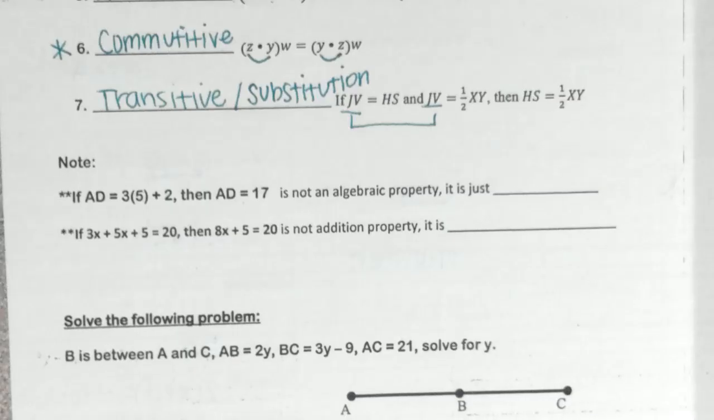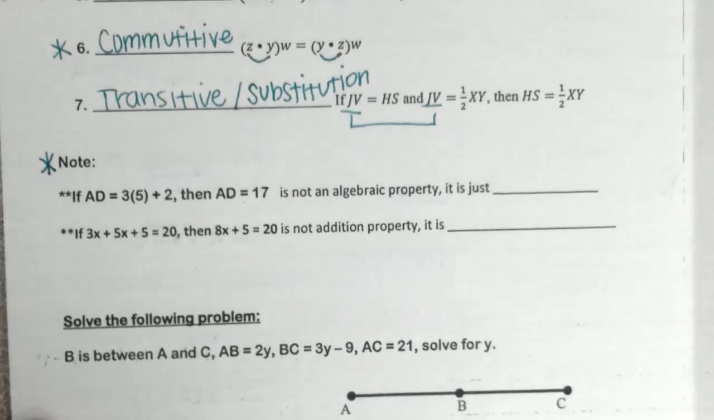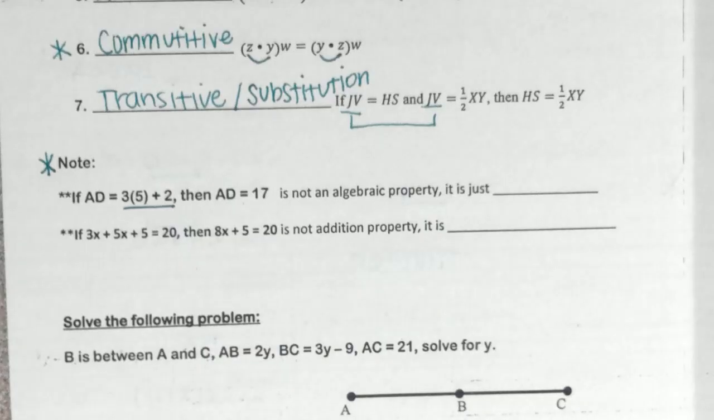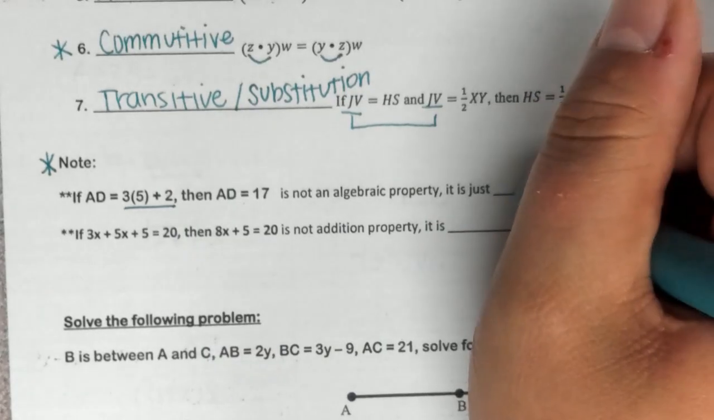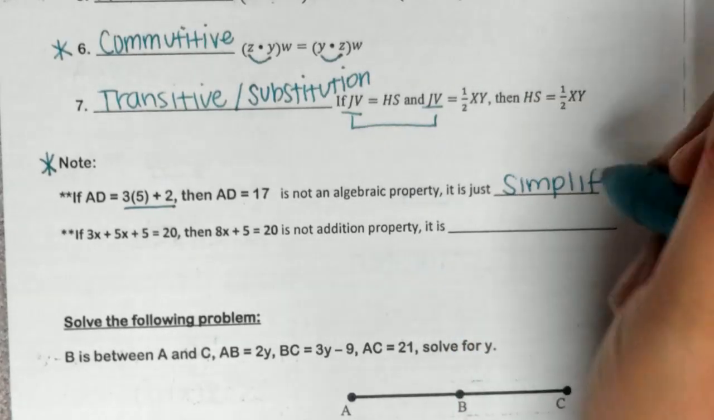Now, do you see where it says note? Can everybody kind of put a little star right there? These two properties, they're not really algebraic properties, but they are things that we do use in algebra. The first one, if AD is 3 times 5 plus 2, then AD is 17. What did we do right here with the 3 times 5 plus 2? Louder, we solved it. And we're going to call that just simplifying.